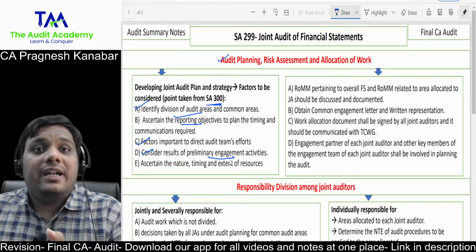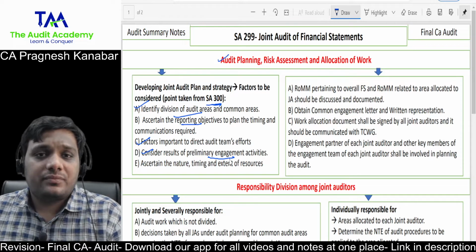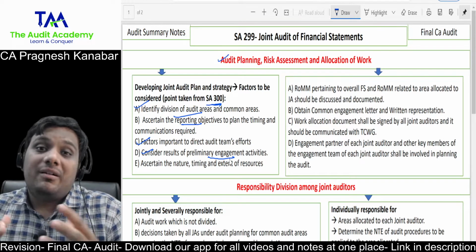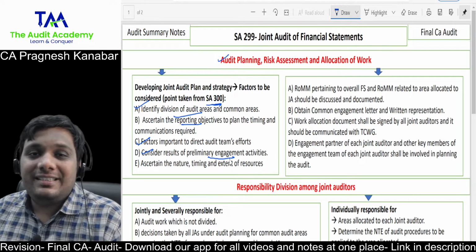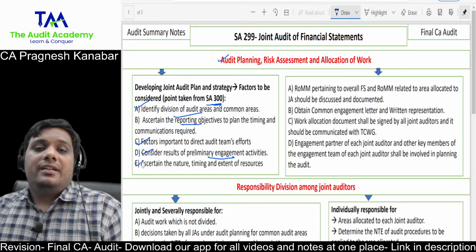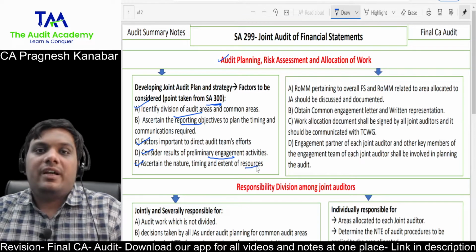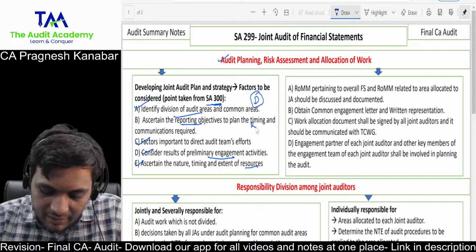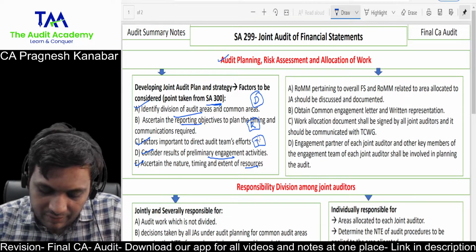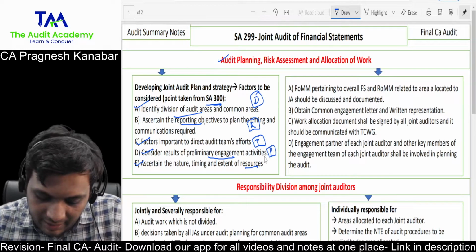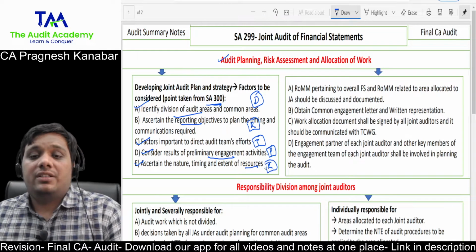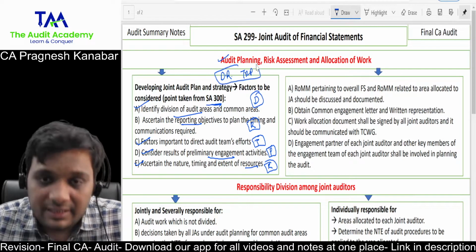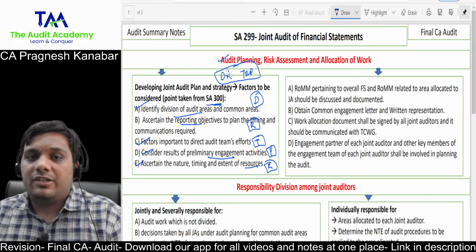The activities that are performed at the beginning of every year, every audit engagement. All right, like getting a clarity about the scope of audit, SA 210, or ensuring compliance with ethical requirements, SA 220, correct? These are preliminary engagement activities, and accordingly decide the nature, timing and extent of resources to be required by each joint auditor. All right, so identifying the division of audit areas, then reporting objectives, then team efforts. Results of preliminary engagement activities, and then nature, timing and extent of resources. R for resources, so doctor, TRP. These are the points to be considered for developing joint audit plan and joint audit strategy.